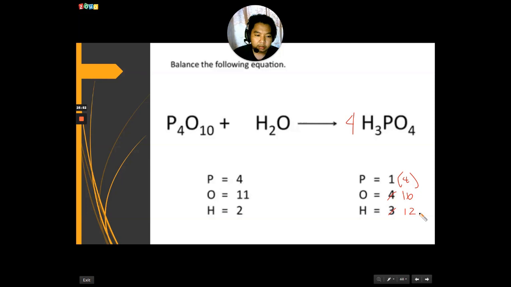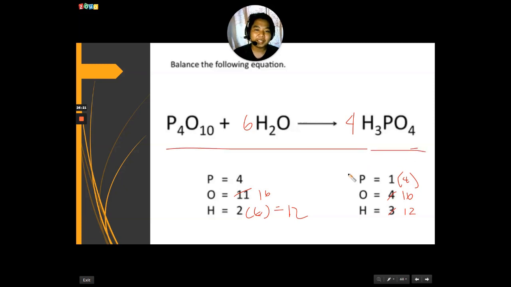2 and 12. How can I make it 12? I multiply it by 6. So this becomes 12. 6 times 2, 12. However, my oxygen would be affected. 6 times 1, 6 plus 10, it becomes 16. Though it has been affected, it was a positive affection. This is your balanced equation now.